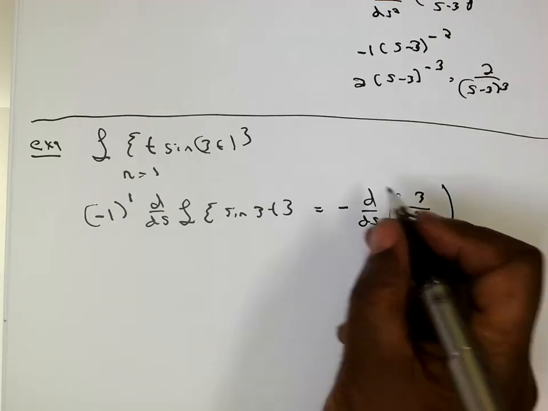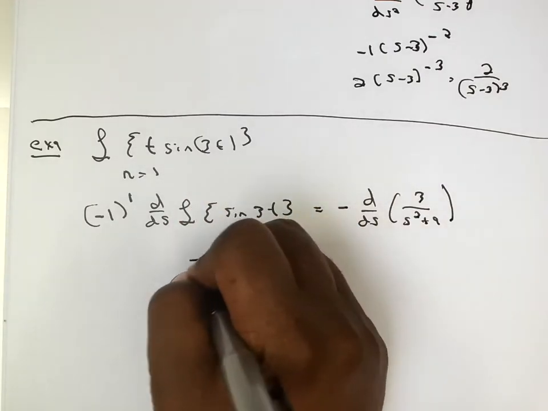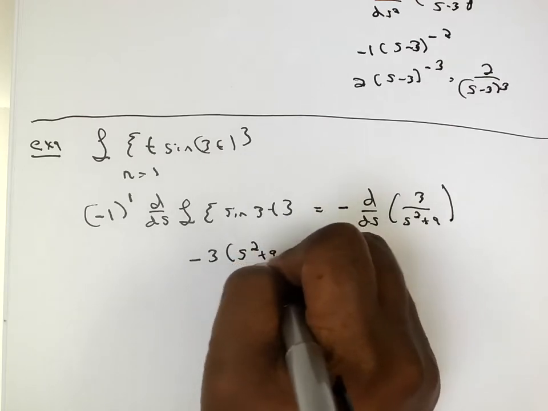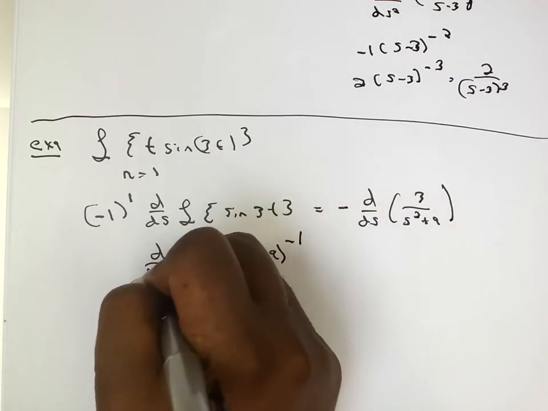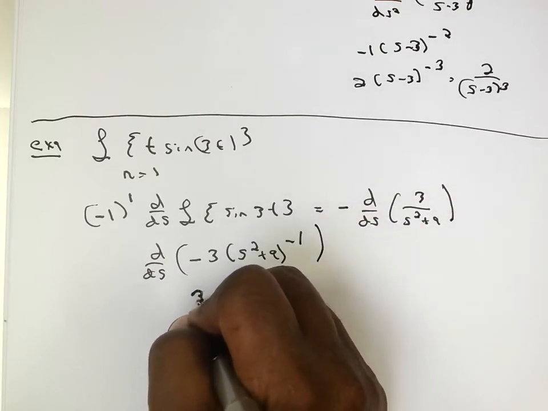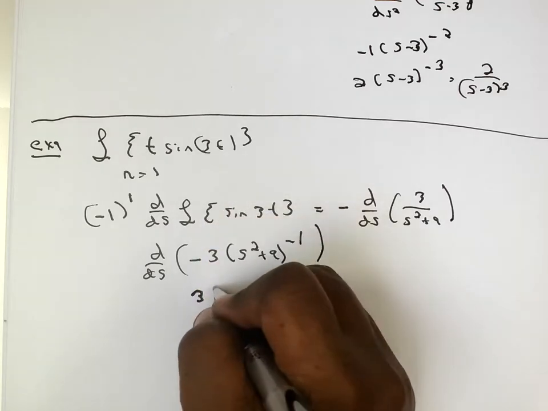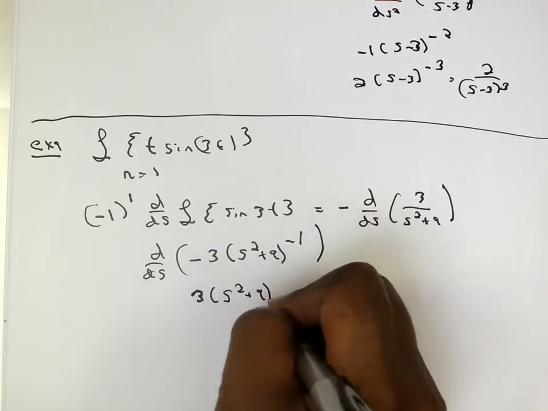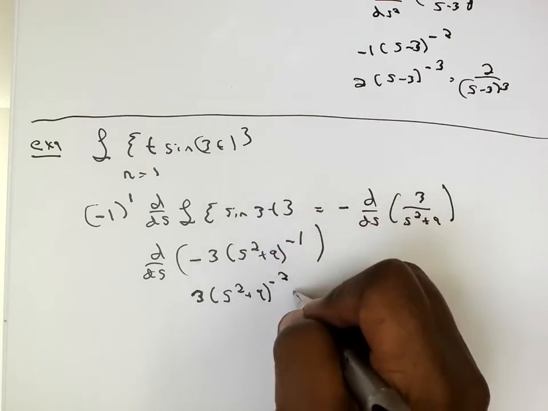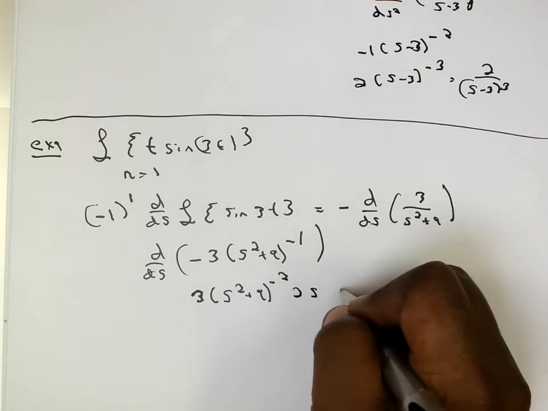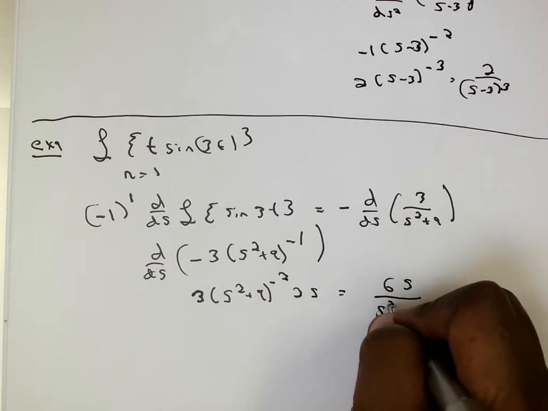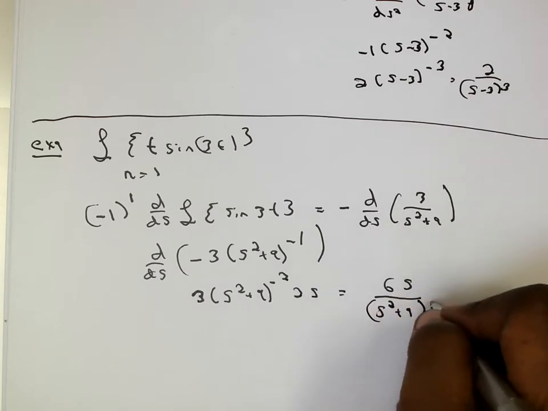Now I'm going to take that derivative. So before I do that, I'm just going to do a little bit of a rewrite. So negative 3 times (s squared plus 9) to the negative 1 power. And that gives me a positive 3 times (s squared plus 9) to the negative 2 power times 2s. So that will give me a 6s over (s squared plus 9) squared.